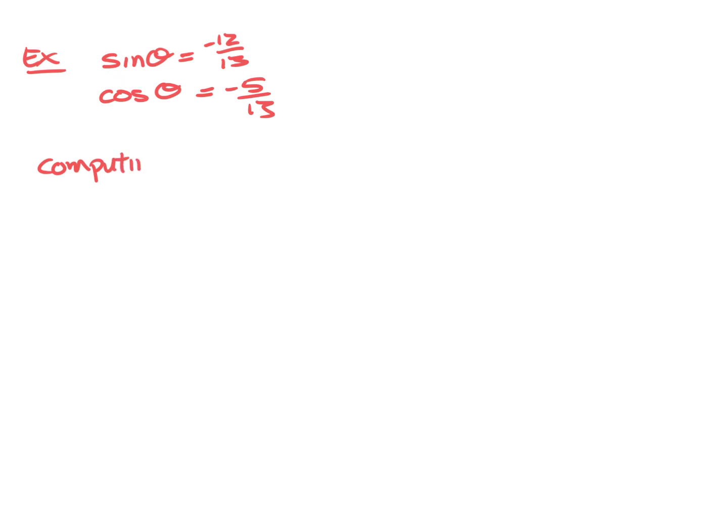Now let's do an example. Suppose we have that sine of theta is negative 12 over 13, and that cosine of theta is negative 5 over 13. Compute the exact values of the remaining trig functions.